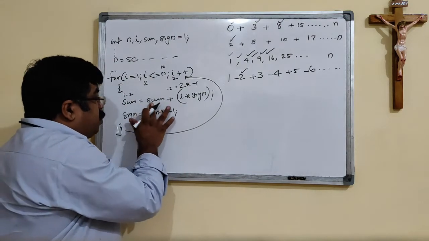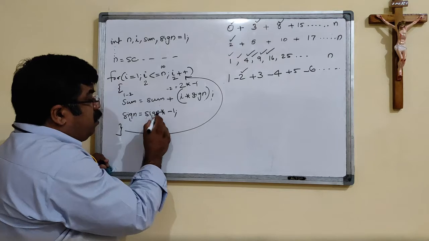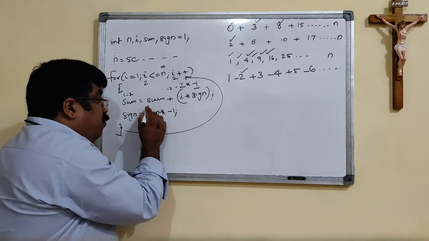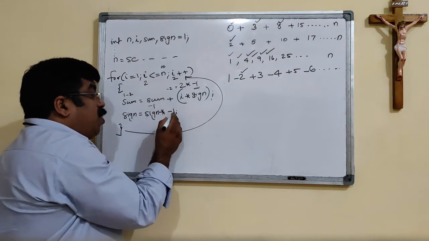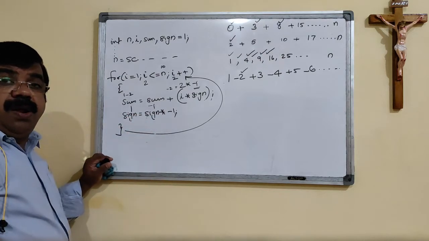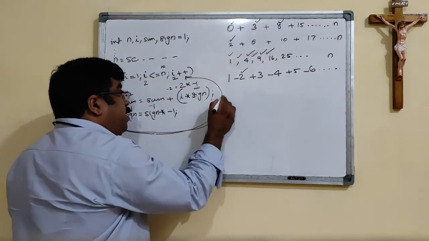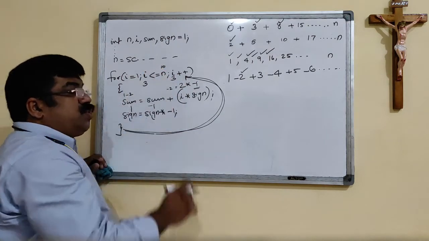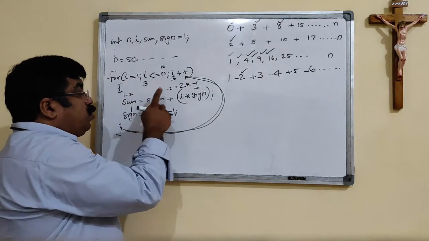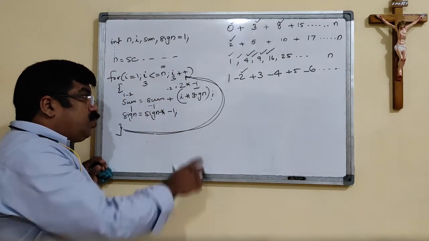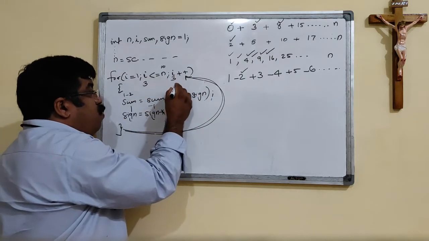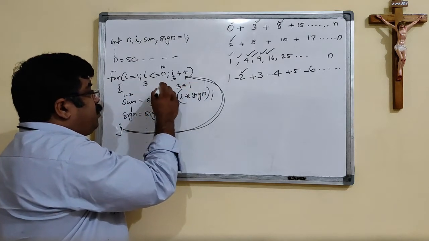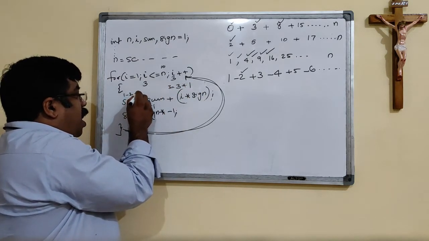Again, in the next step we give sine is equal to sine into minus 1. What was the value of sine right now? Sine was minus 1. Minus 1 into minus 1 is becoming 1. Now again the I is getting incremented. I became 3. 3 less than 10 is true. Sum is equal to sum plus I into sine. What is the value of I right now? 3, and the sine is 1. 3 into 1 is 3. 3 is added here.